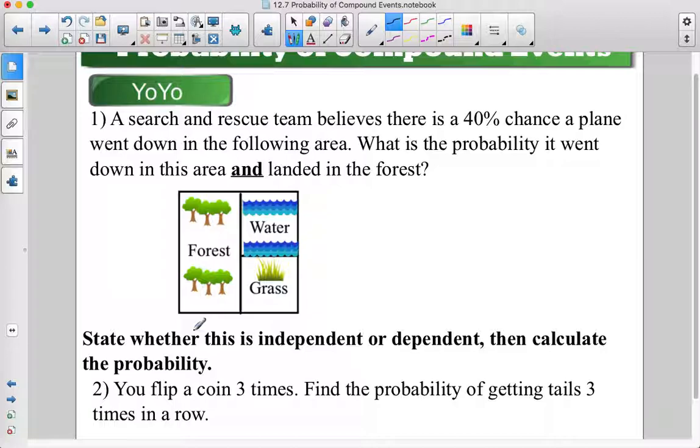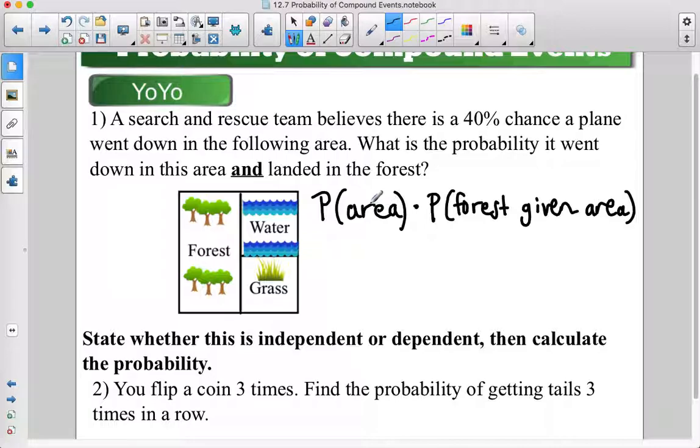Okay, so welcome back. Let's talk about this. I need the probability that it goes down in this area and landed in the forest. This is a dependent event because the fact that it went down in this forest area depends on it landing in the first area. So I need the probability of going down in the area, multiplied by the probability of the forest given that we're in the area.